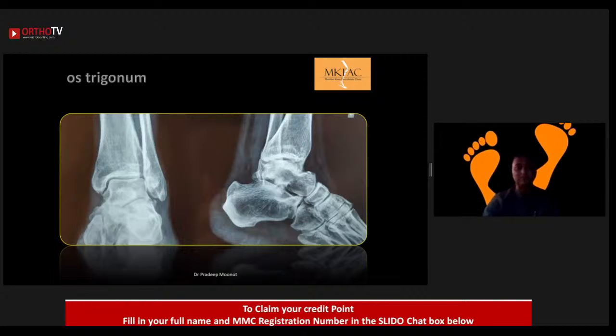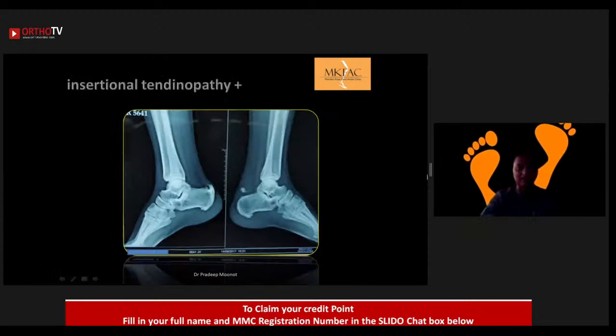This is an X-ray of a patient complaining again of heel pain. But look at that. That's an os trigonum as well. Again, a patient with bilateral heel pain with a big lump present at the back, with a slight injury, giving way. And here you can see bilateral Achilles tendinopathy, and on one side he has had a rupture.